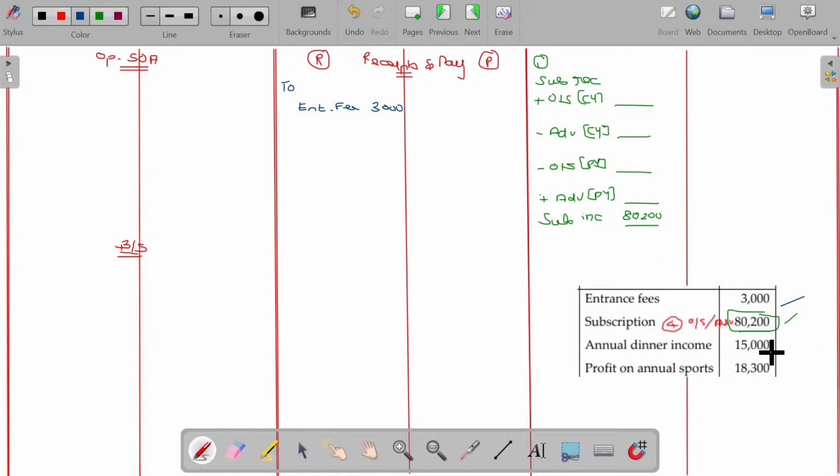Apart from that, annual dinner expenses and income. There is annual dinner income on the receipt side, annual dinner receipts, value being 15,000. Profit on annual sports, come on, where to show? Profit on annual sports. How will you say it's the receipts?